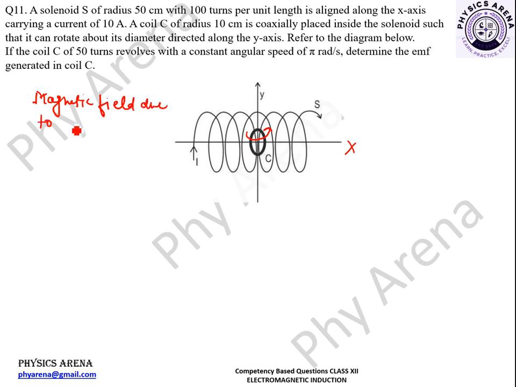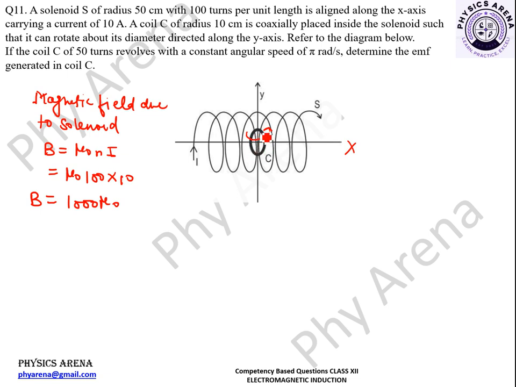Magnetic field due to solenoid is given by B is equal to mu naught n I, where small n is the number of turns per unit length. So we can write mu naught, n is the number of turns in the solenoid per unit length, that is 100 turns per unit length. So it is 100, and I is the current in the solenoid, that is 10 ampere. So it will be equal to 1000 mu naught. That is the value of B. And this B is passing through this coil C as well.